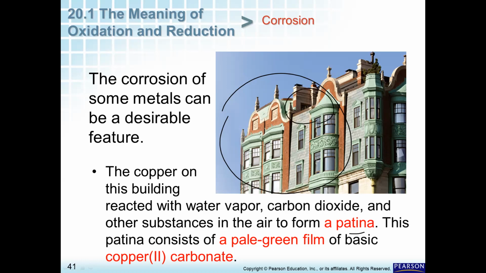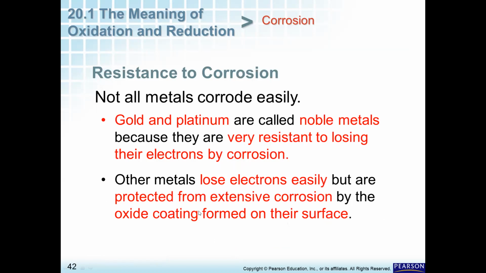They call it the patina, and that is the pale green color resulting from the copper carbonate, and that is resulting from the corrosion of the copper. That's an example of that. Gold and platinum are noble metals. They don't corrode. Otherwise, we're going to lose our gold. They are very resistant to losing their electrons by corrosion.